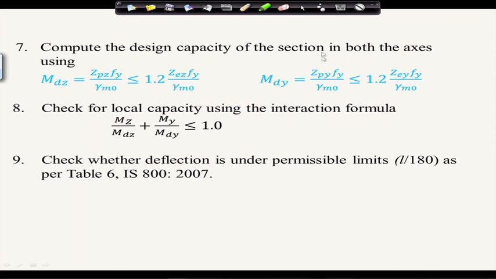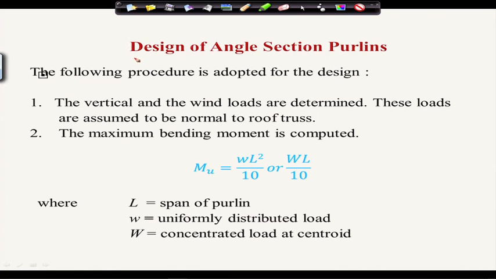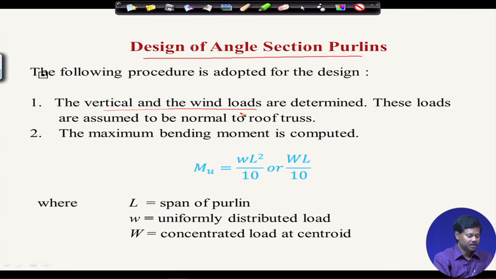Before going to that example, again I will discuss the angle section, how to design a purlin using an angle section. In case of angle section we generally use some empirical relations to find out the section size of the angle. So, let us see the steps which we use for this. For design of angle sections, we will follow these steps. First, we will find out the vertical and wind loads acting on the roof truss. Then we will find out the values normal to this truss and parallel to this truss. Wind loads are assumed to be normal to the roof truss and gravity loads are vertically downward.